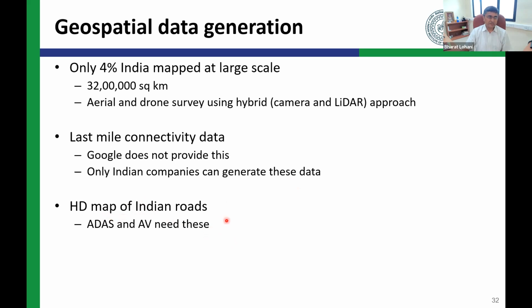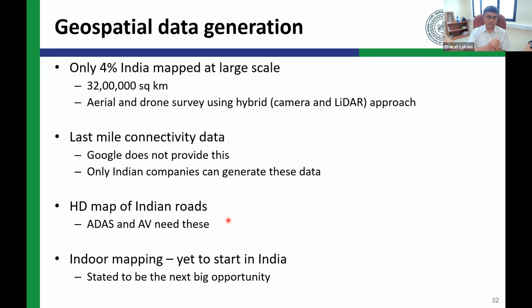Very few maps are being generated and are at an experimental stage by some companies, because for automatic driver assistance systems, that is one level of automation in driving, while the next level is the driverless car, the AV vehicles. In these they need high density maps of the Indian roads, and yet we don't have those. So there is an opportunity to generate data for this.